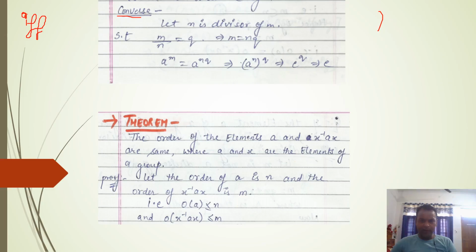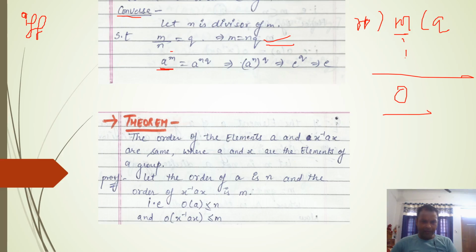So if you divide this m by n, there will be a quotient, and after that you will get the remainder 0. In this case, this m will be equal to nq. So we are taking here m equal to nq. As a to the power m is equal to identity, a to the power m can be replaced by a to the power nq. So this will be equal to a to the power n, to the power q, and this will be equal to a to the power e.